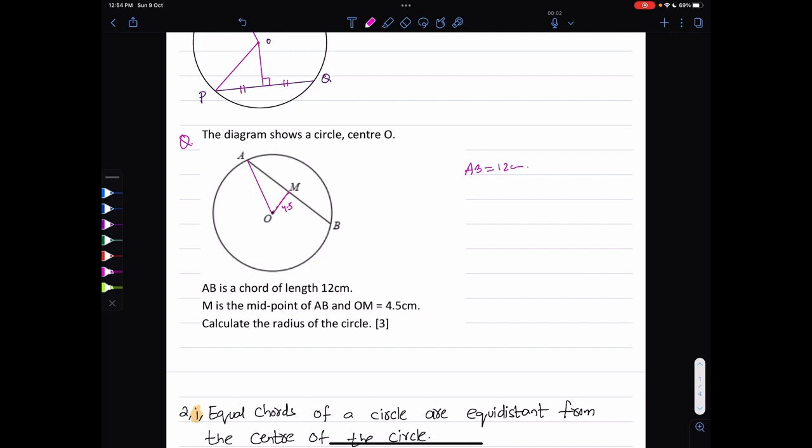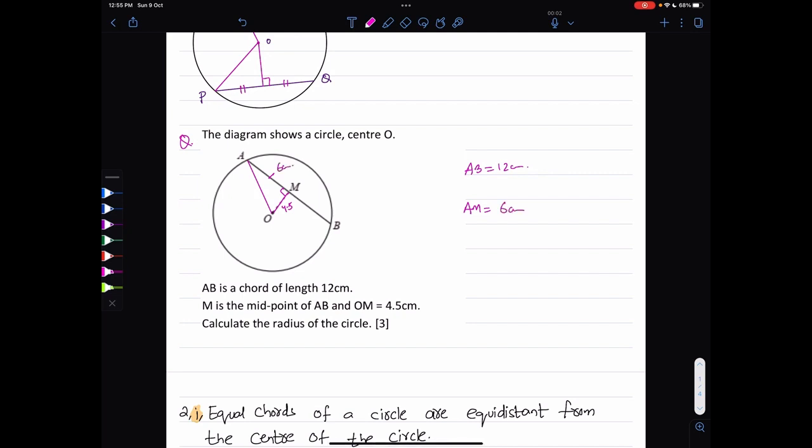Now try to recall the property. The property says that if a line passes through the center of a circle perpendicularly to the point M, and M is the midpoint, then this line is perpendicular. So this is a right angle triangle. The value of AM is going to be half of the value of AB because the chord is going to be bisected. So AM is going to be 6 centimeter.